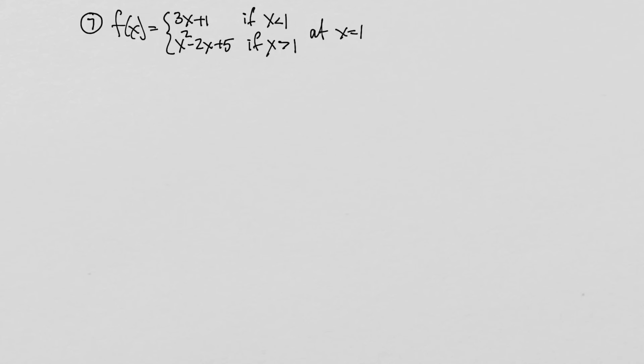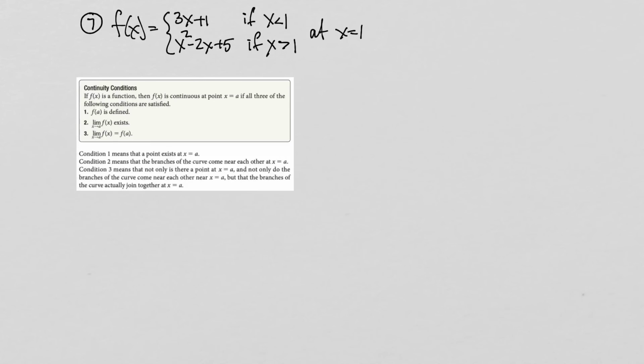Let's move on here to number 7. So let's take a look at these conditions of continuity. And as if by magic, I can just bring them right back. So here's our three conditions. Let's start here with number 1. Number 1 says f of a must be defined. If this function is going to be continuous, it has to be defined at 1.